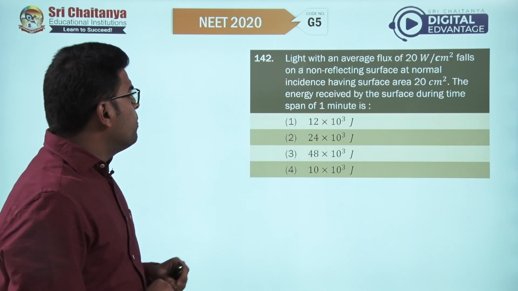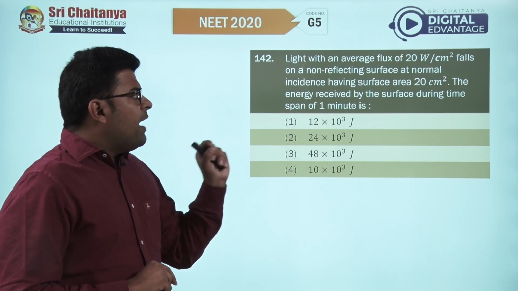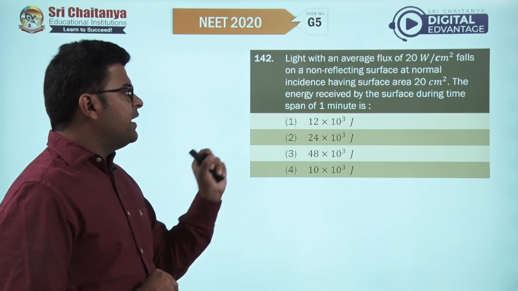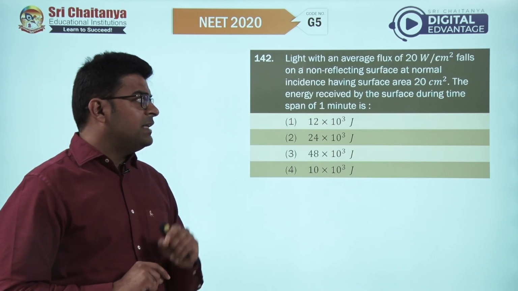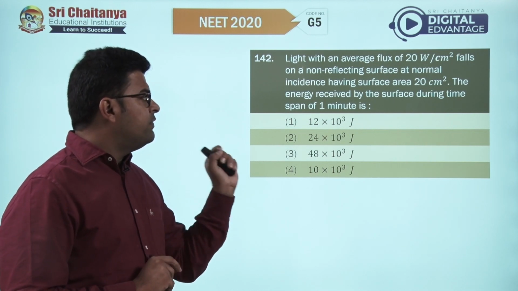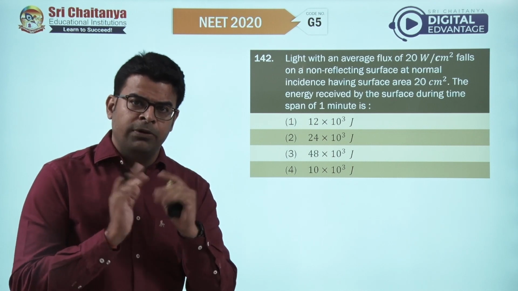Next question, 142. Light of average flux 20 watt per centimeter square falls on a non-reflecting surface at normal incidence having a surface area of 20 centimeter square. The energy received by the surface during the time span of 1 minute.